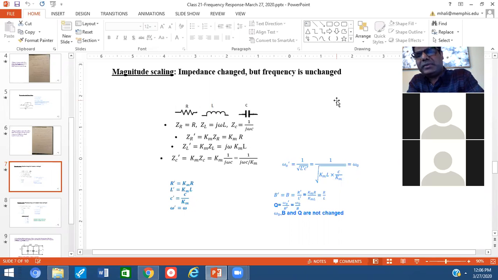Ultimate result, R over L. So what is R over L? That is the original definition of bandwidth in case of series resonance. So therefore, in this case, the conclusion is B prime equal to B.